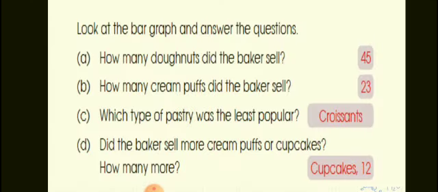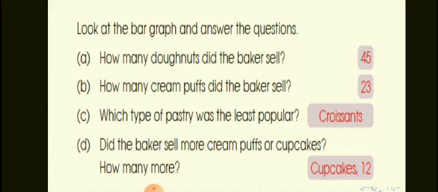Look at the bar graph and answer these questions related to the previous bar graph. How many donuts did the baker sell? He sold 45. How many cream puffs did he sell? He sold 23 cream puffs. Which is the least popular type of pastry? Croissants. And how many cupcakes and cream puffs did he sell, and how much more? He sold more cupcakes than cream puffs. And how much more? 12.